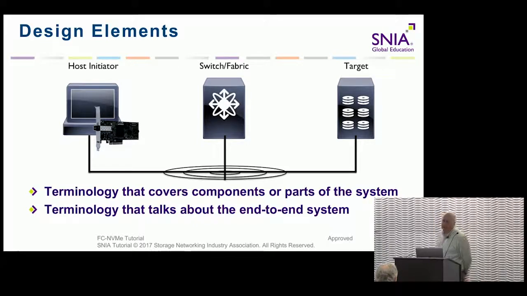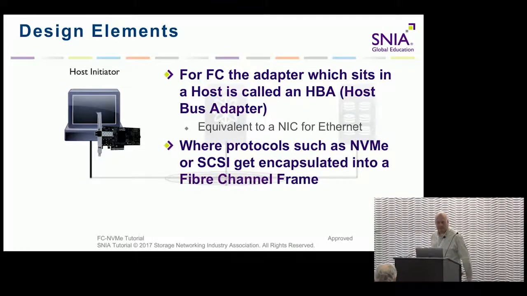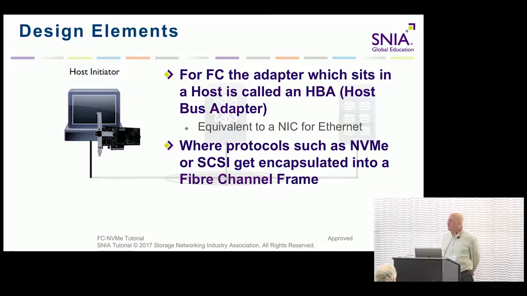So a basic Fibre Channel configuration looks like this. You have an initiator, which is your host. You have your fabric in between. And of course, you have your storage device. For Fibre Channel, the initiator contains something called the HBA, host bus adapter. In other network technologies, in the Ethernet world, this is called a NIC. This is where the protocols get encapsulated in the Fibre Channel frames.